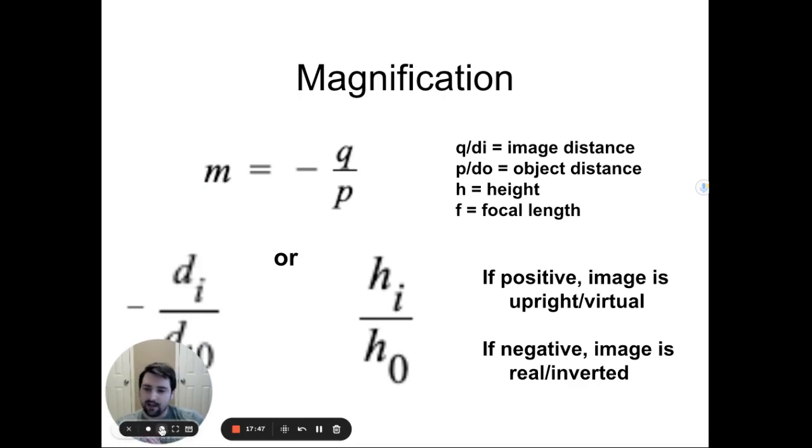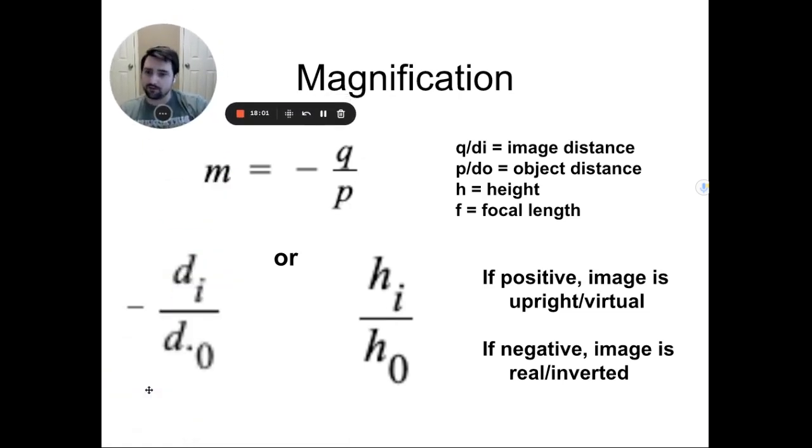How can we get an idea of how this mirror, with this focal length, is going to magnify or minimize this object based on the position of that object? We have a formula for that, and we've got a couple different ways to show it.